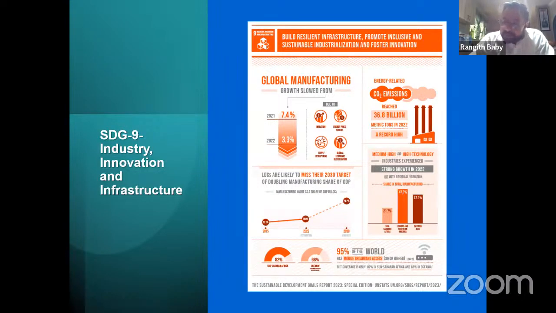2022, it says that medium to high and high technology industries experienced very strong growth when it comes to manufacturing. And if you couple that with the last statement here, which says that at the present moment, 95% of the world has mobile broadband access, that is 3G or higher access, then albeit we are facing some challenges, there is scope for growth and development as far as SDG 9 is concerned.